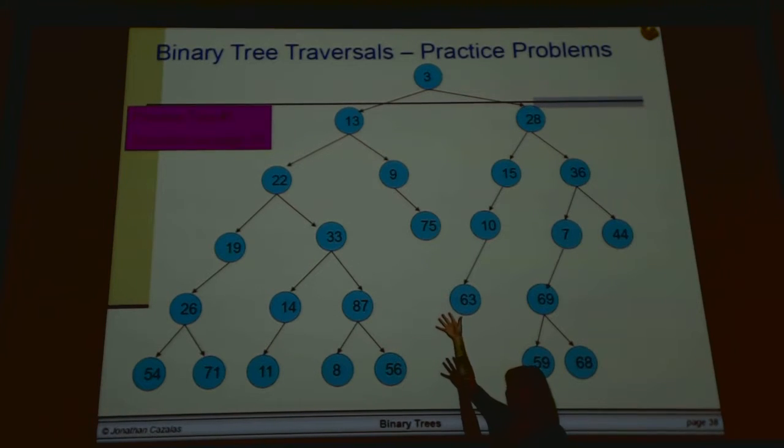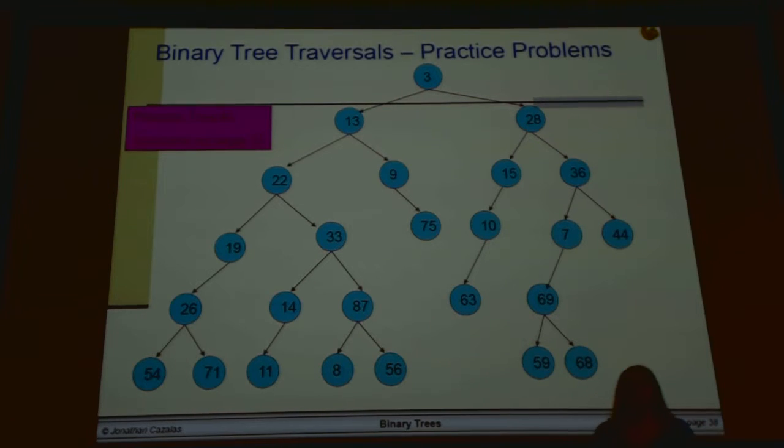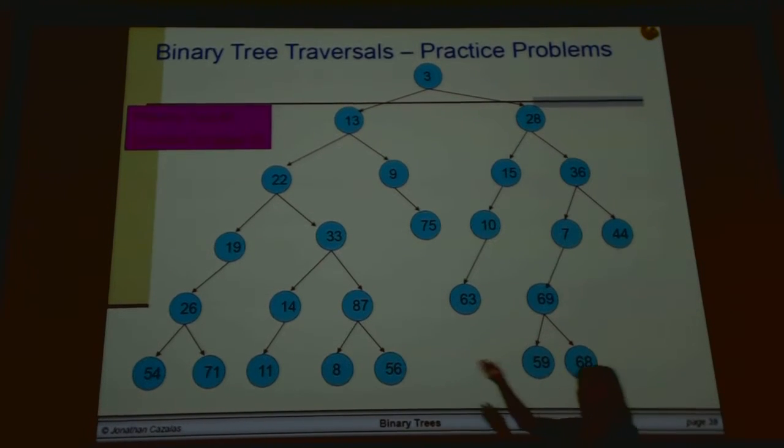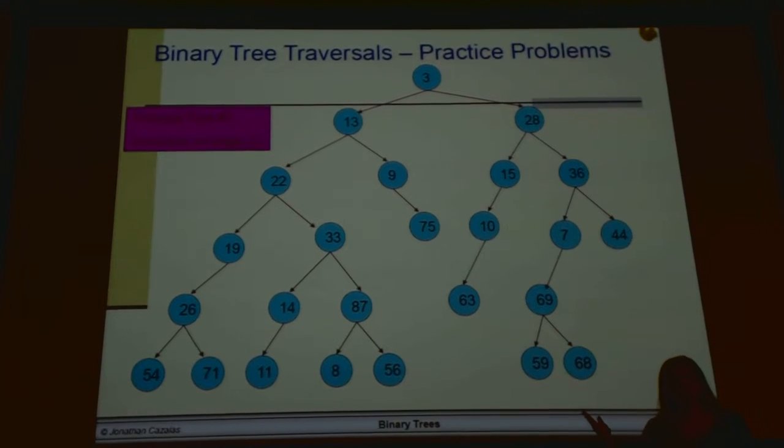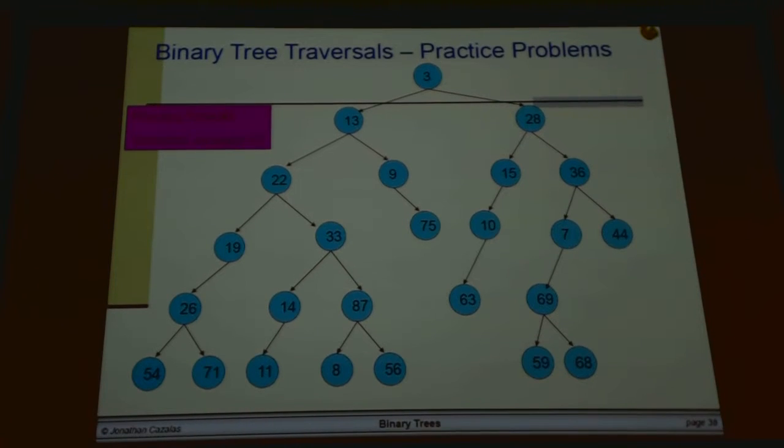So we go back up to our 33. We've exhausted the left of our 33. What's on our right? We have an 87. 87 has children. So which one am I going to visit first? The left. So that's an 8. Is 8 a leaf? Yes. So now I can do his right on the 87, can I? Yeah. So his right is 56.